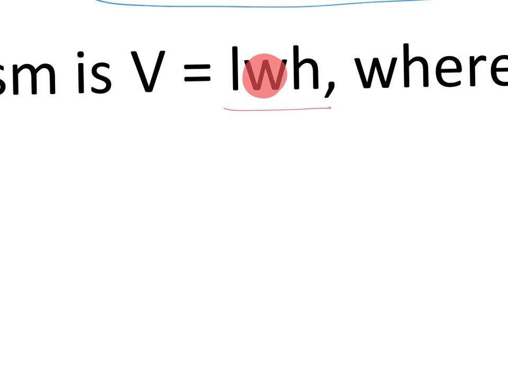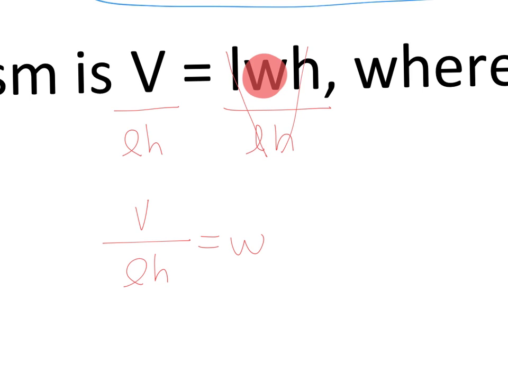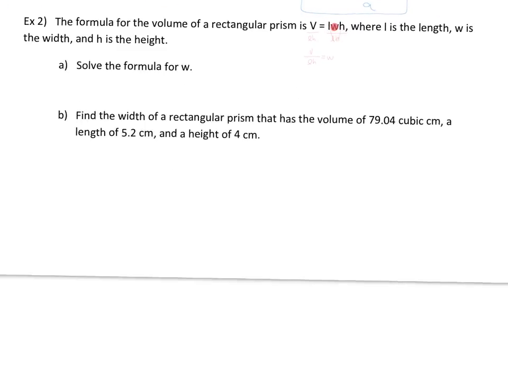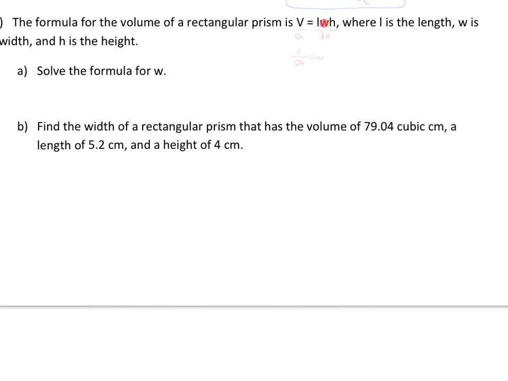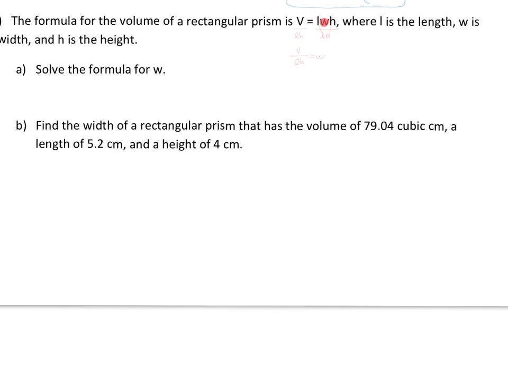Now in this case, you can actually divide by the L and the H at the same time because they will both cancel out in the same step. So whatever you do to one side, you've got to do the other. So I have V divided by LH equals my width. Okay? All right, so that's the first answer there. Okay, so now it says, find the width of a rectangular prism if the volume is 79.04 and a length of 5.2 and a height of 4.